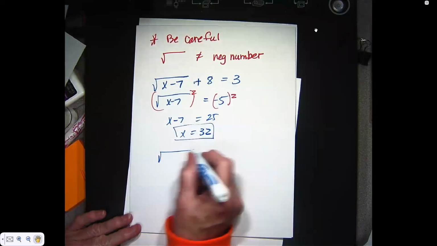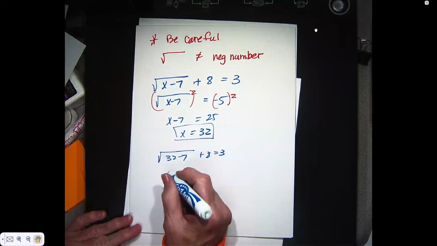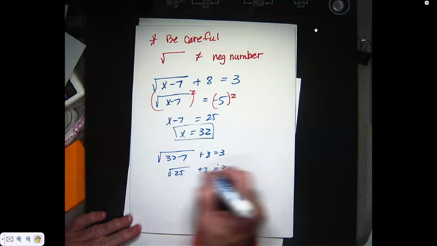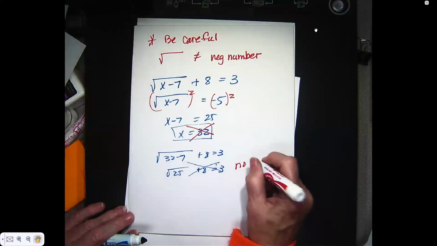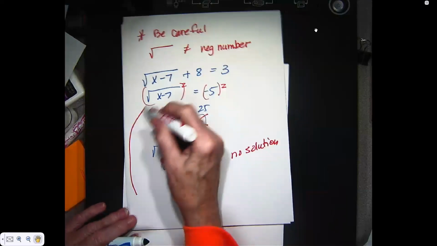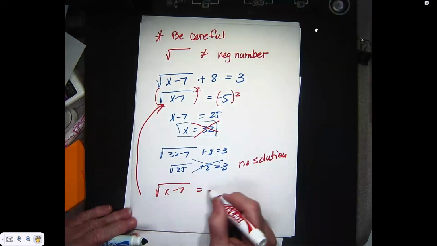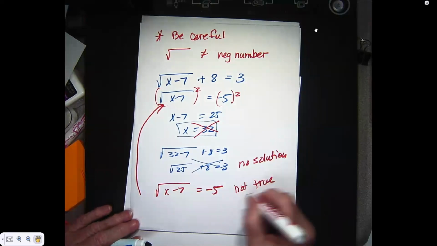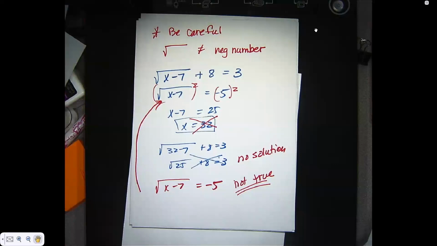If we put it back in, the square root of 32 minus 7 plus 8 equals 3. So the square root of 25 plus 8 equals 3. No. So 32 would be extraneous. There is no solution to this problem. Now, really, when you got to the point right here, if I had the square root of x minus 7 equals negative 5, this is not true. So at that point, this is invalid, and you can see that there's a problem when you're working it.